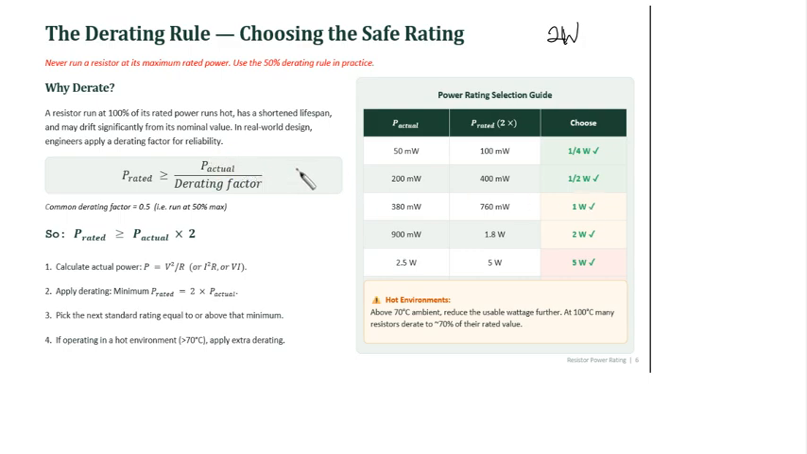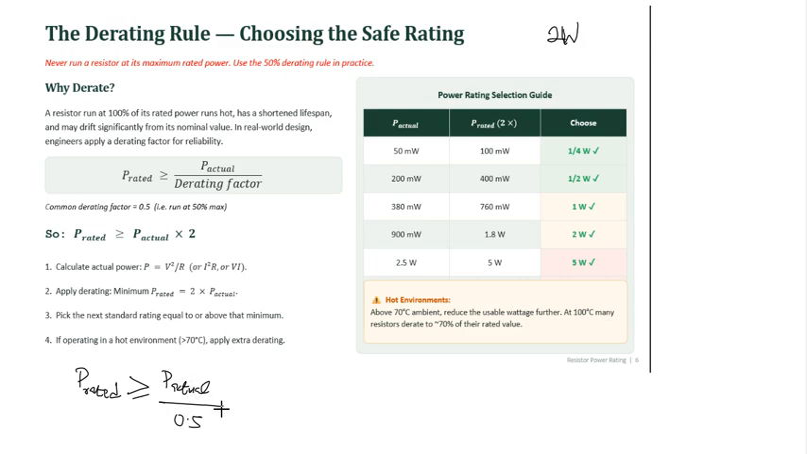The actual power is what the resistor is intended to actually consume in reality. So if we do that now, we are going to see that the rated power, P rated, should be greater than or equal to the actual power, that is what it is expected to consume in the circuit, divided by the derating factor, which is usually 0.5 for many applications.